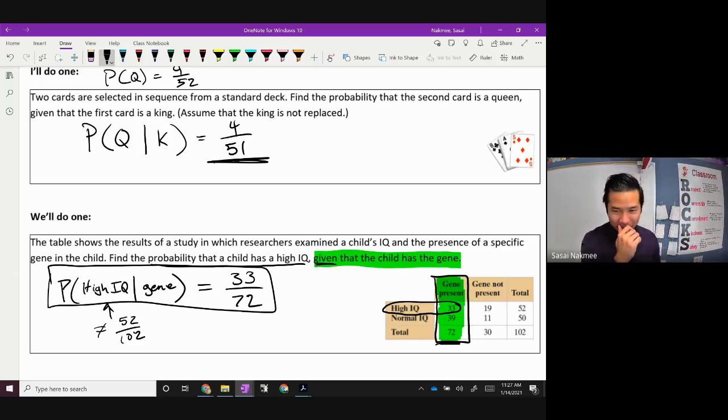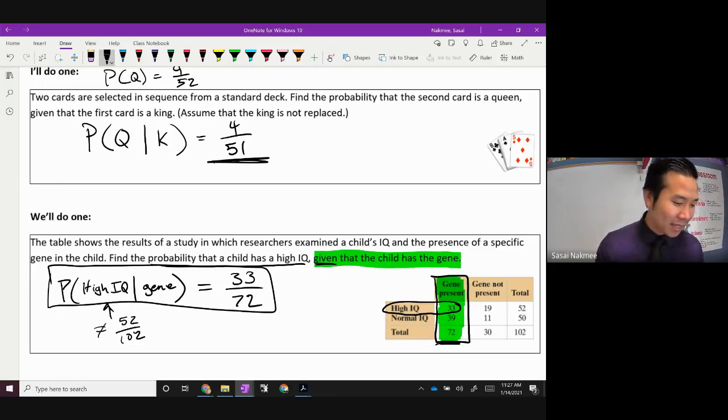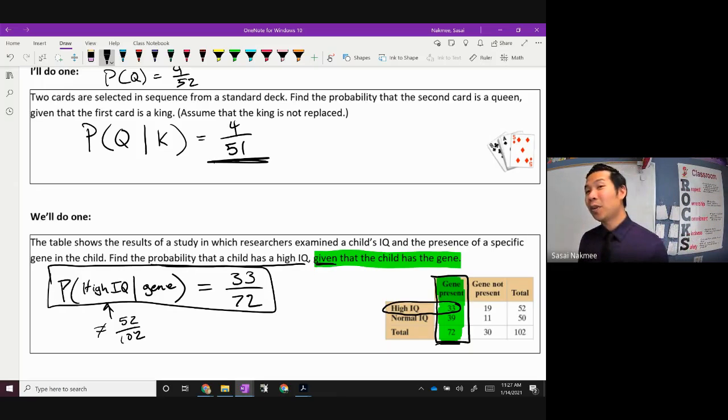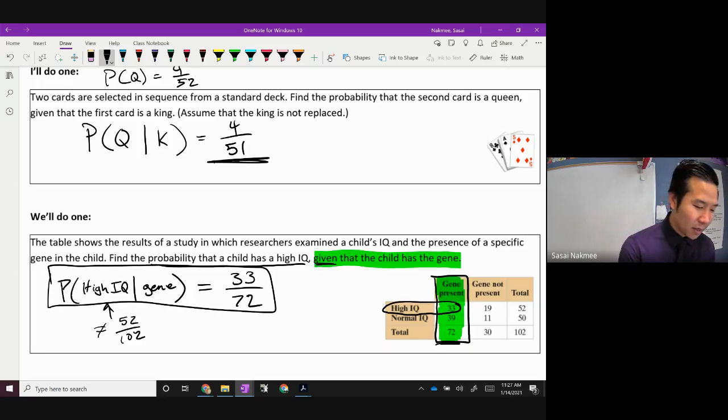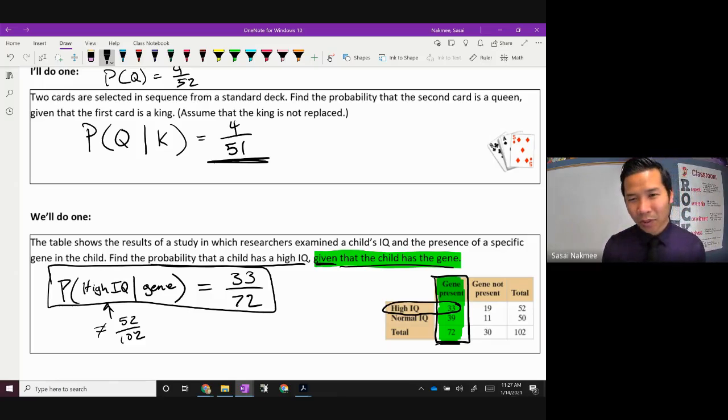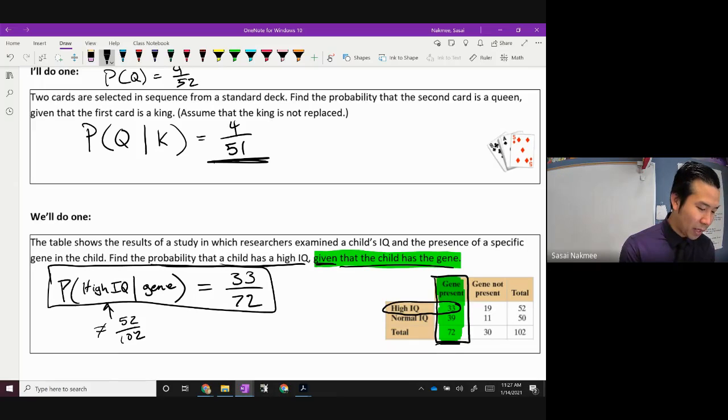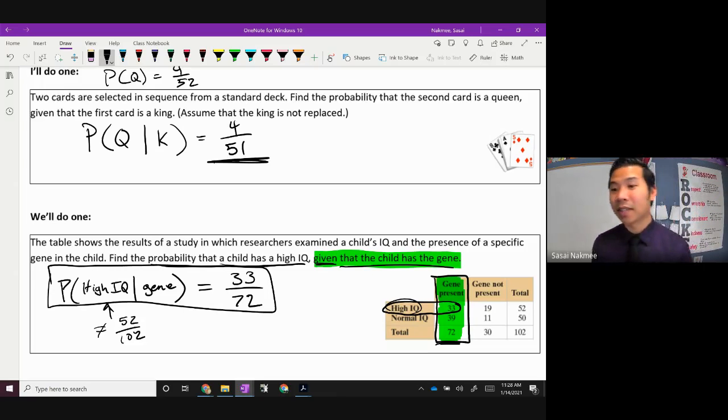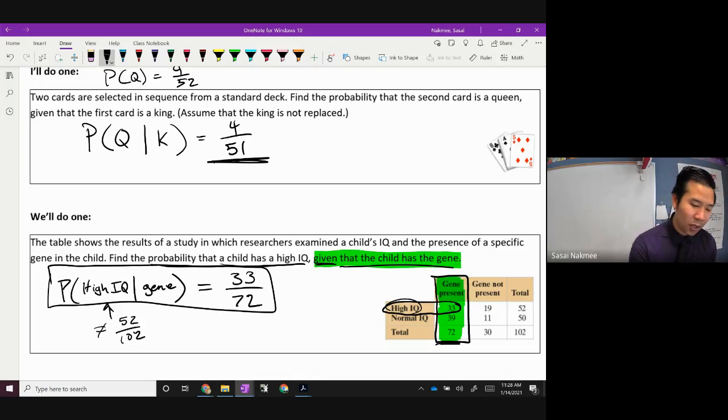Does that make sense? Are you able to see it? Are you able to take a guess at that? The idea is, what are you looking at that's given? When they tell you it's given, that means that you're focused only on that specific topic. Once you focus only on that specific topic, you focus then on what the original probability was, which in this case was high IQ, and write that number down on top of the total of what you only care about.